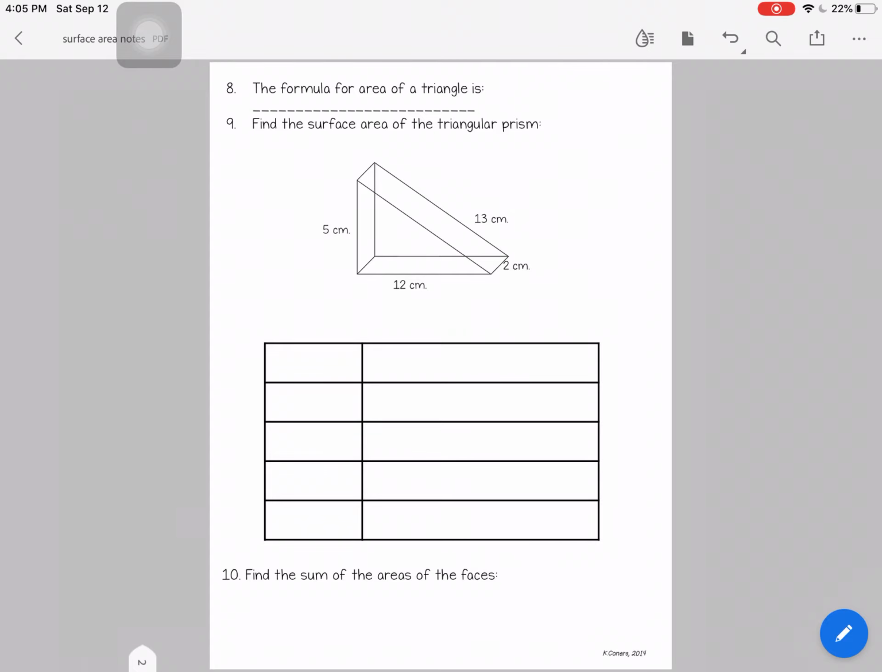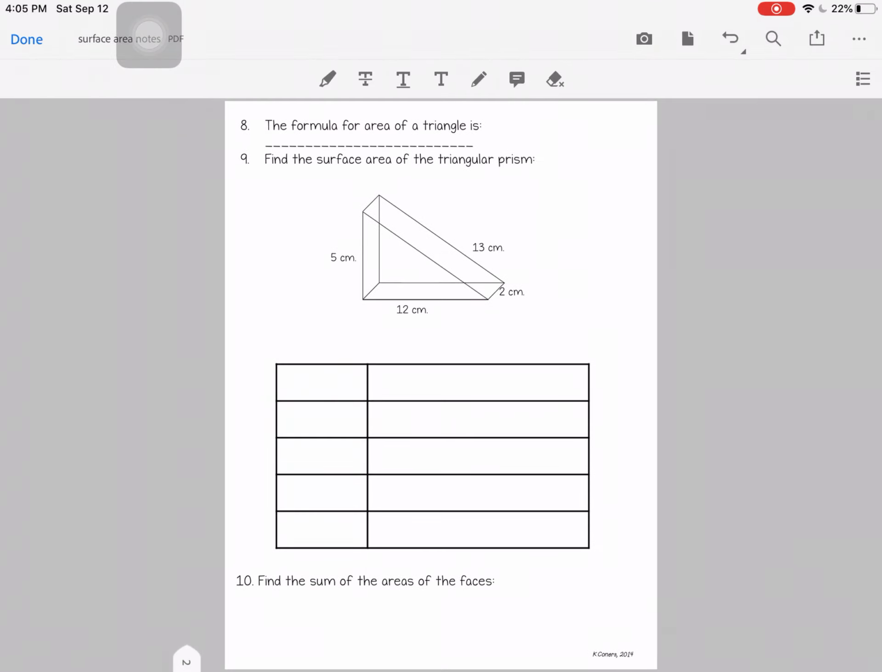Today's notes are on finding the surface area of a triangular prism. Yesterday we talked about finding the surface area of a rectangular prism. So today's notes are going to be on a triangular prism. A triangular prism is named for its base. So that means the base of the prism is a triangle. Okay, so that's the base.